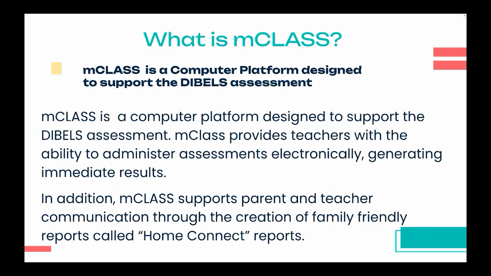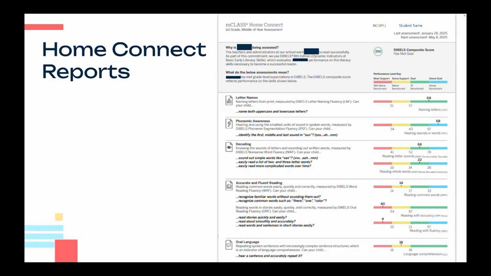They're sent home after each administration. So you should have gotten one sent home at the beginning of the year. And then as soon as this assessment window closes, you should get another one. So let's just review a sample MClass Home Connect report so that when you get your students, you'll know exactly how to read it. So at the top right corner of the page, you'll find the student's name, grade level, and the date the assessment was administered.